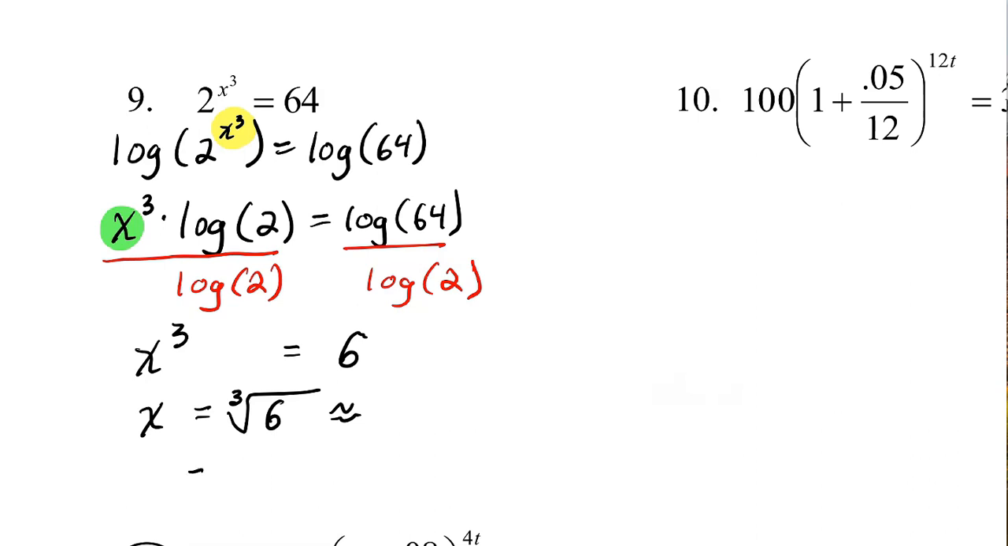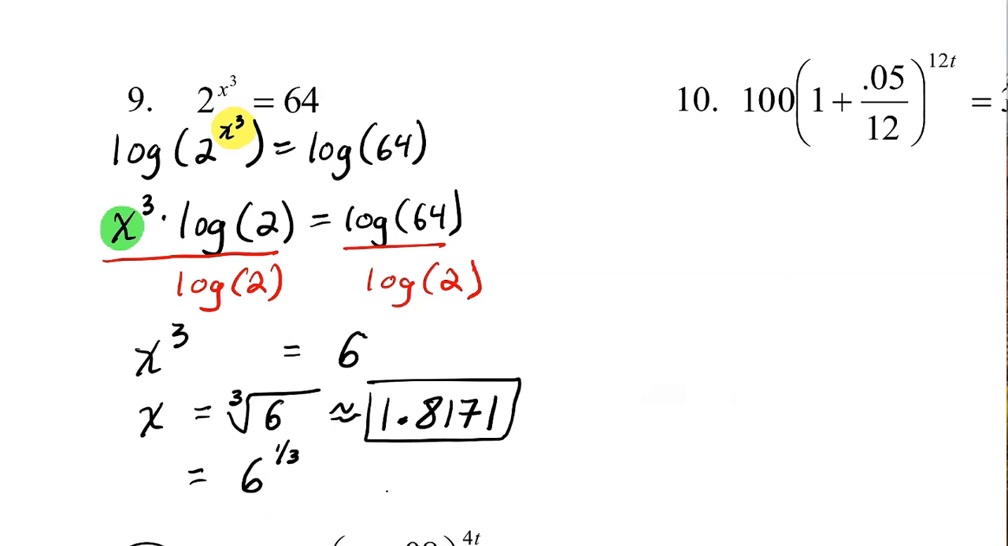If you can't find the cubed root button, remember you could use a rational exponent, 6 raised to the 1/3, and that'll do the trick for you too. But you should get 1.8171 as the answer for x.